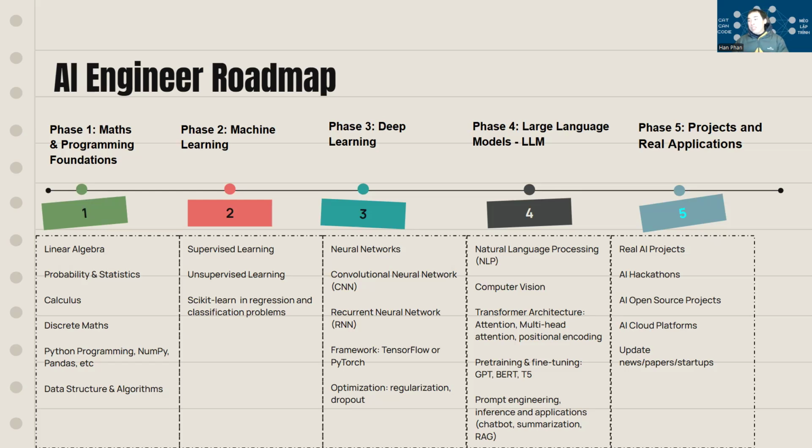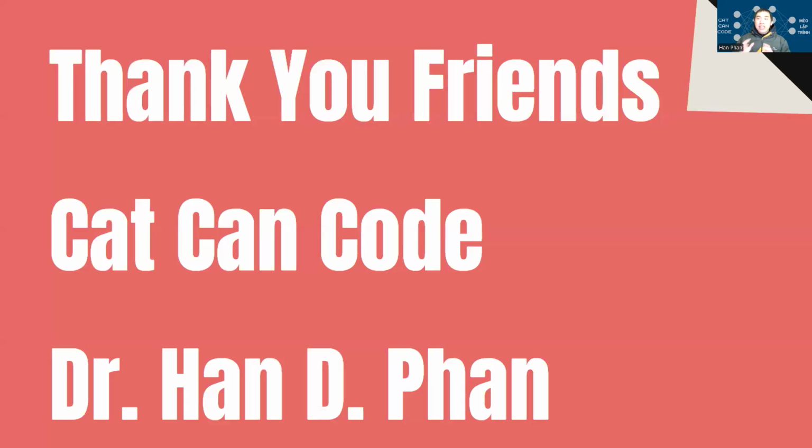Also, this is an ever-changing field. It's changing so fast. Every few months, you have new things. All the big tech companies are competing for this AI research and AI development space. So you need to update yourself with news through the papers, through the startup news, so that you will be on top of the game, and you can land a better job more easily. So it's a never-ending study road.